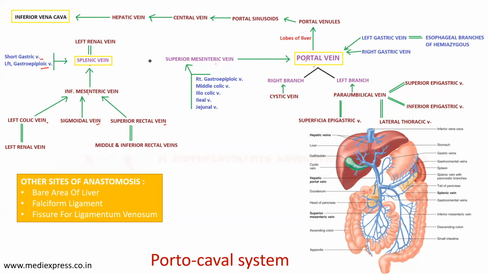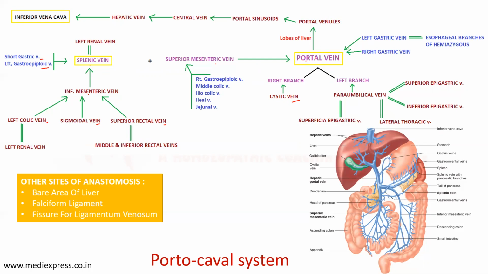Now, talking a little about the portal vein, it has two branches, the right branch and the left branch. The right branch will receive its blood from the cystic vein, and the left branch from the paraumbilical vein. Okay. Now, these two drain together into the portal vein. There are a few other branches. The left gastric vein will also drain into the portal vein, and the right gastric vein. Together, we have blood collecting in the portal vein.